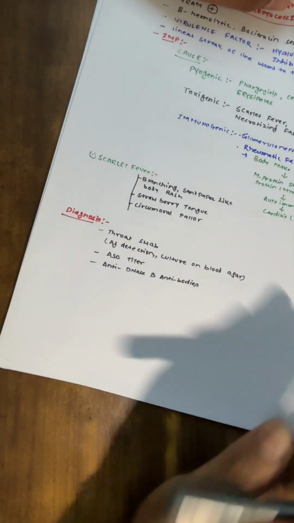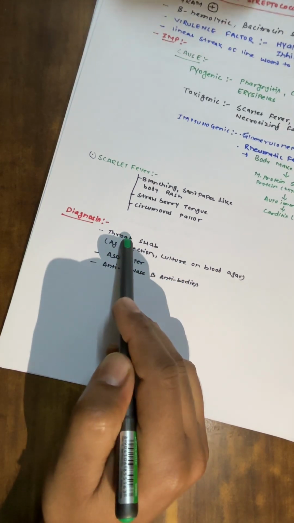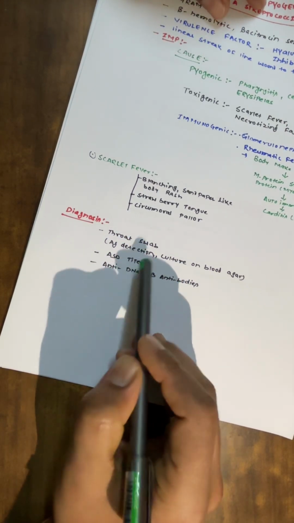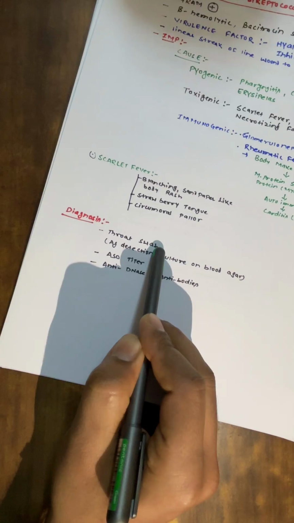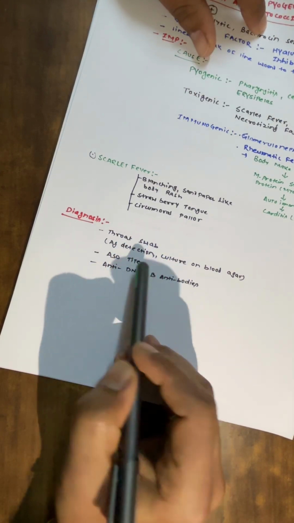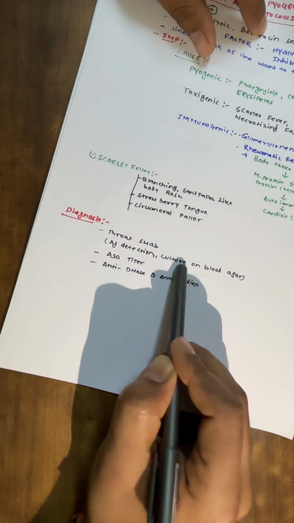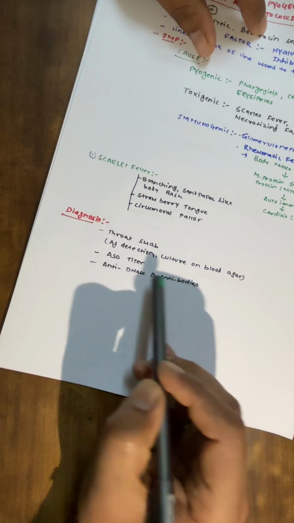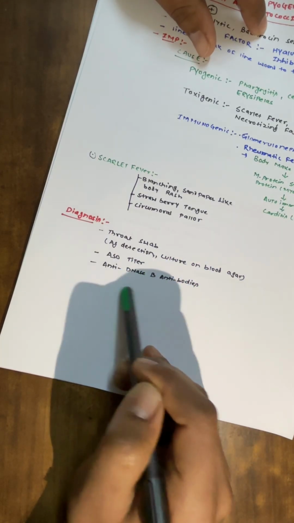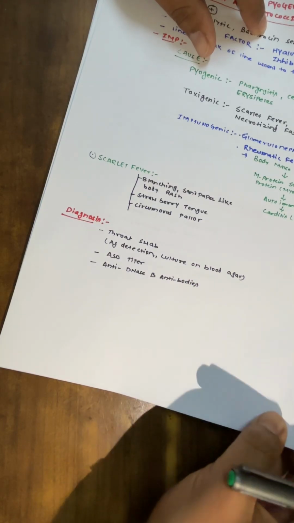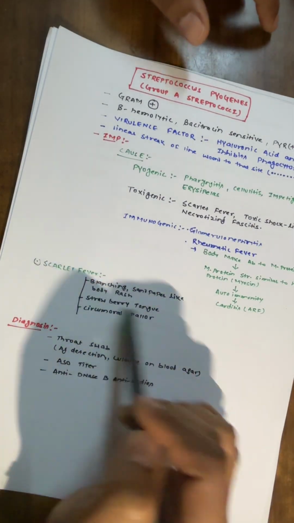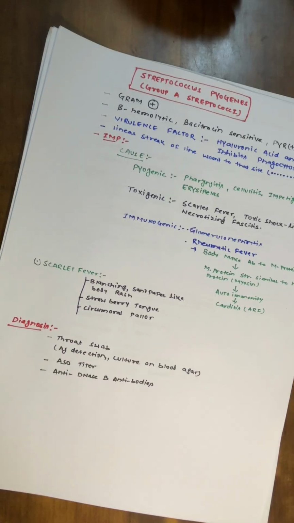Now the next part, the important part, is how we diagnose Streptococcus pyogenes, group A Streptococci. To diagnose it, we use a throat swab. After that we can do antigen detection, and we culture on blood agar. Then we can do ASO titer and anti-DNase B antibodies. So this is all about Streptococcus pyogenes, group A Streptococci.